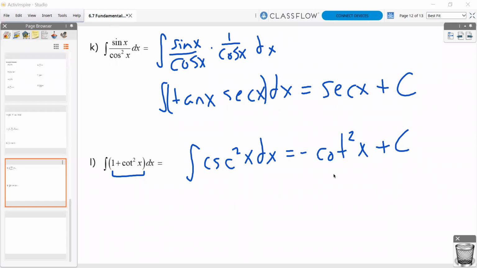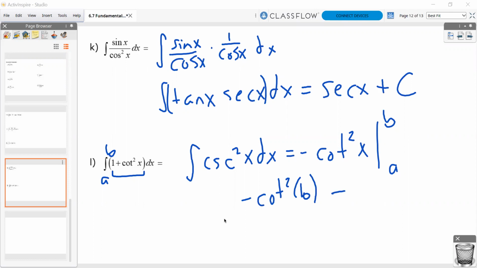I hope these problems were helpful. Again, these were all indefinite. If we just change these to definite, then the last step we would have is, let's say, plug in a and b, right? So if this is a definite integral, then the last thing I'd have to do is actually just plug a and b in, and it would look like negative cotangent squared of b minus negative cotangent squared of a. So that's kind of just an extra little step that we have to deal with.